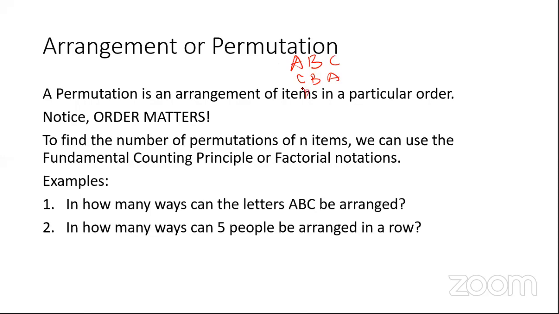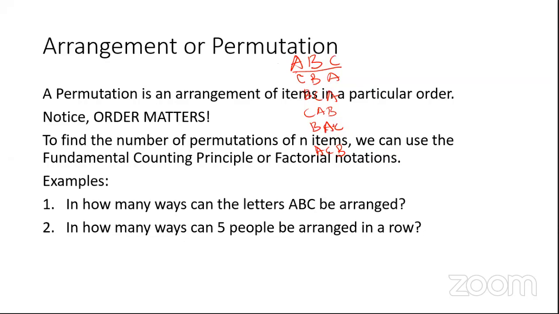I can also have BCA. I can have CAB. I can have BAC. I can also have ACB. So these are the different arrangements that we can have. Because it is a small number, just ABC, it's very easy for me to do it manually. So I think these are the 6 possible ways. There's no other way. These are the 6 possible ways.